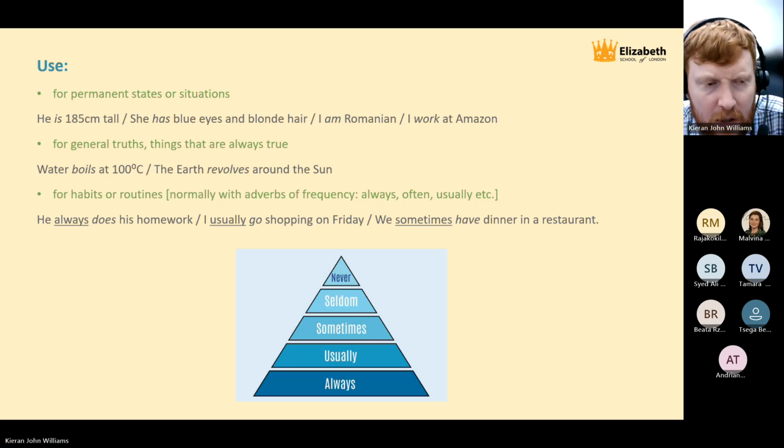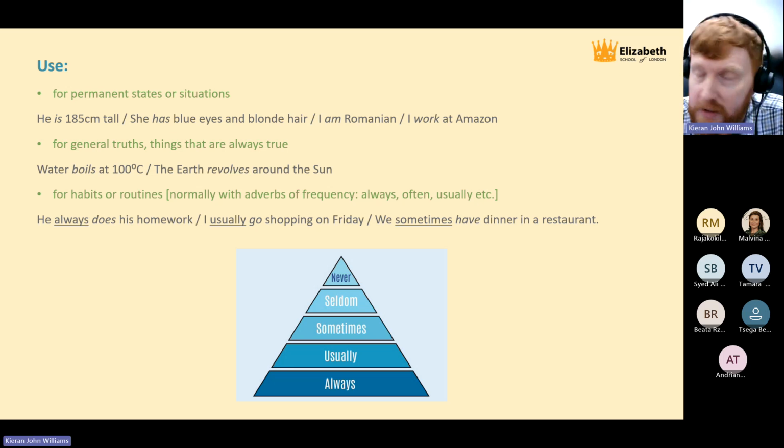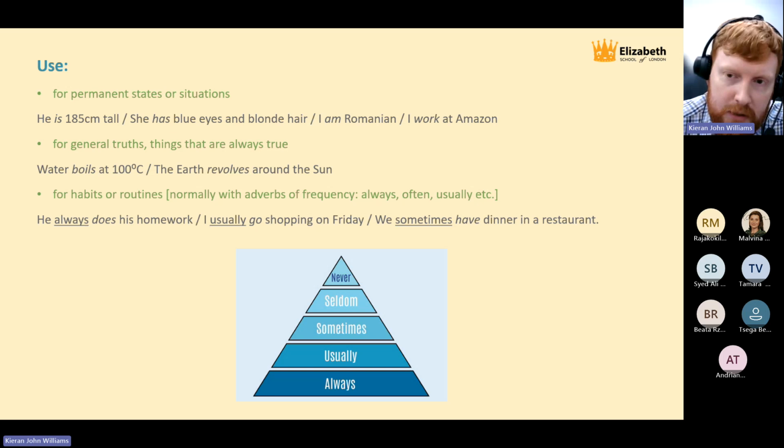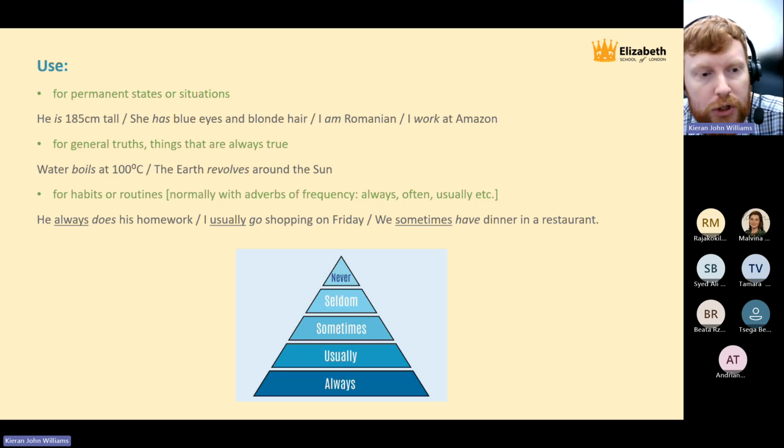So we've got the sentence here. He is 185 centimeters tall. That is probably going to be the same for the rest of time. She has blue eyes and blonde hair. If she has blue eyes now, she will probably have blue eyes in the future. So it's something that is permanent. You could say, I am Romanian. If you have a Romanian passport, it's probably going to be permanent. And then I work at Amazon, the same thing.